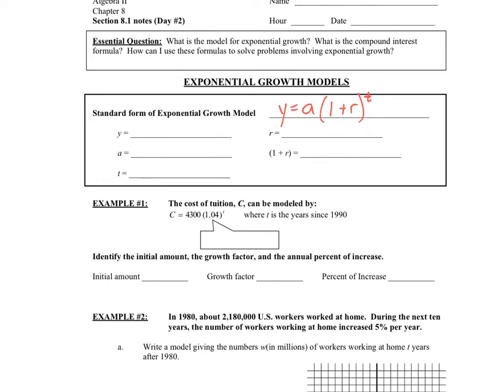Okay, so y is the current balance. A is the initial amount. T is the time in years. R is the percent increase. And 1 plus r is the growth factor.